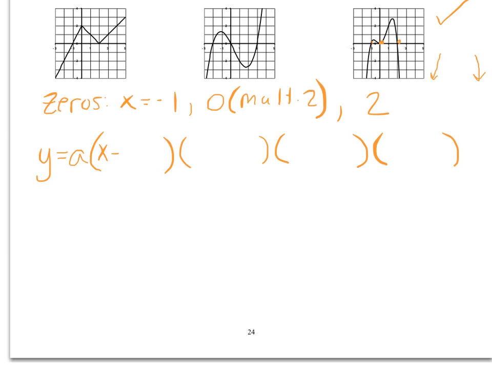And they're all going to be x minus, x minus, x minus, x minus, and then I put in the zeros. So I have -1. 0 goes in twice because it has multiplicity 2, and 2.